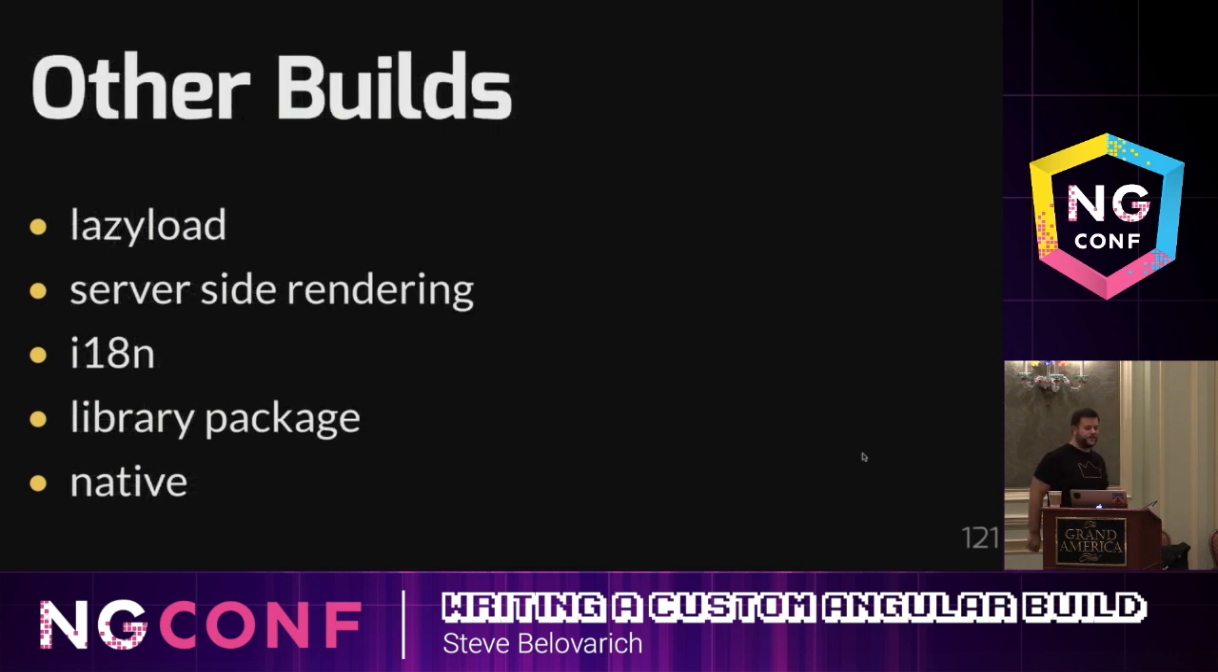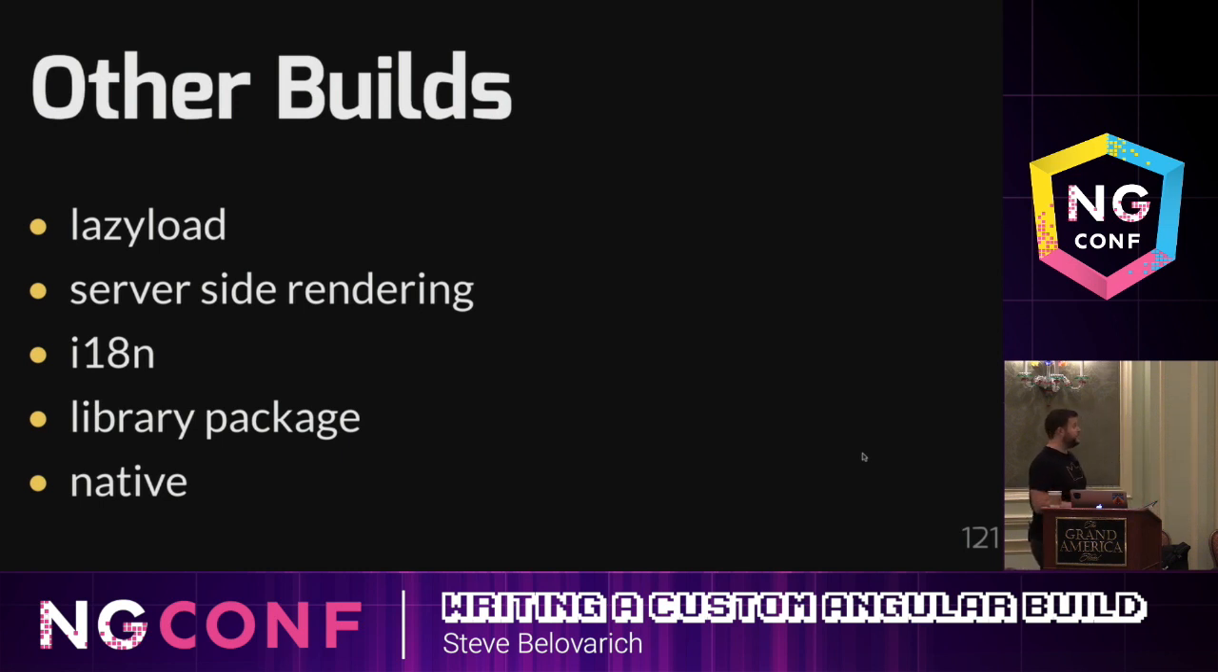Other builds we could create with Clojure compiler specifically: you can lazy load with Clojure compiler. Clojure compiler itself will not code split the application for you. You need to write a script that uses the output of Clojure compiler to code split your application. If anybody wants to know how to do this, I am available later today in the Tour of Heroes room. I can show you how I did it. It is possible, though, and you can get really highly optimized lazy loaded modules out of Clojure compiler.